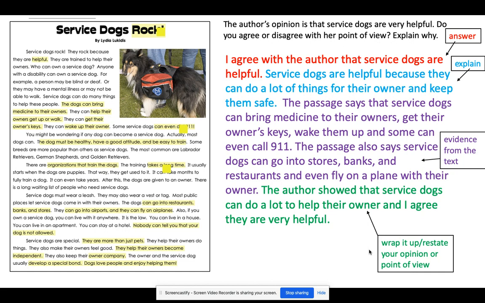All right, so I would like you to keep these steps in mind when you are answering your question today and really try to write a complete response that uses a lot of evidence from the text to support your own point of view and to explain for us whether or not you agree with the author.